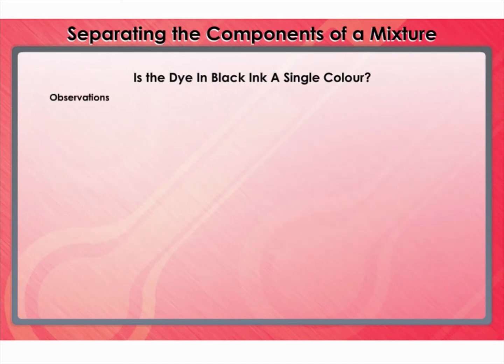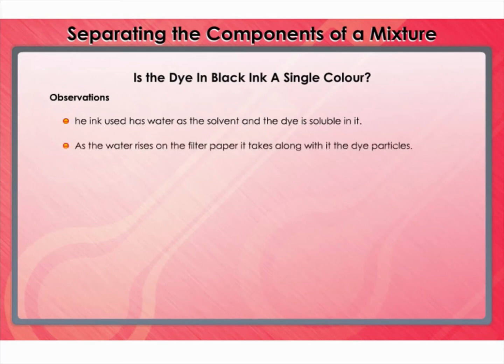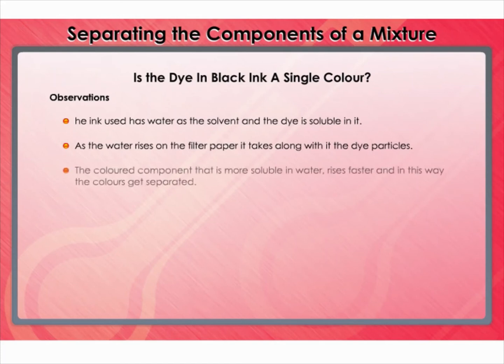Let's note down the observations. The ink that we use has water as the solvent and the dye is soluble in it. As the water rises in the filter paper, it takes along with it the dye particles. Usually, a dye is a mixture of 2 or more colors. The colored component that is more soluble in water rises faster, and in this way, the colors get separated.